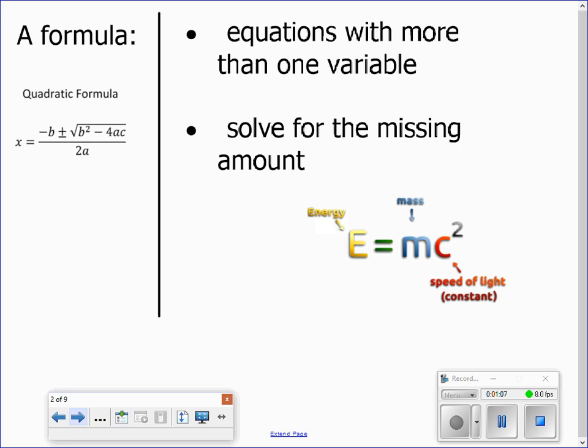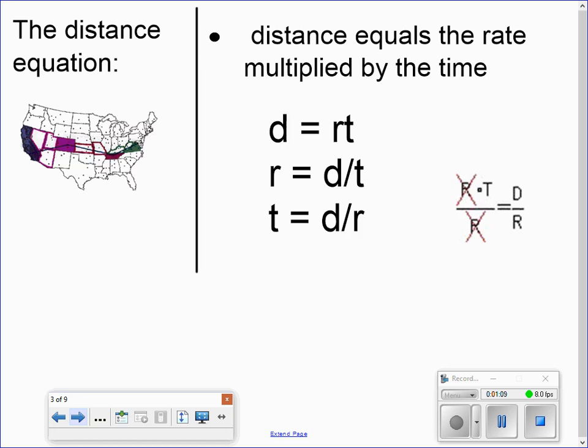And so we want to be able to manipulate that equation so that we're solving for the mass instead of for the energy. Where we commonly see this is in the distance equation. The distance equation is distance equals rate times time, or rate multiplied by time. It's d equals rt. But again, I might not be missing the distance. I might have the distance and I might have the time, and instead I need the rate. So we can manipulate this equation so that we're solving for the rate instead of solving for the distance. And the same thing would be true for the time.